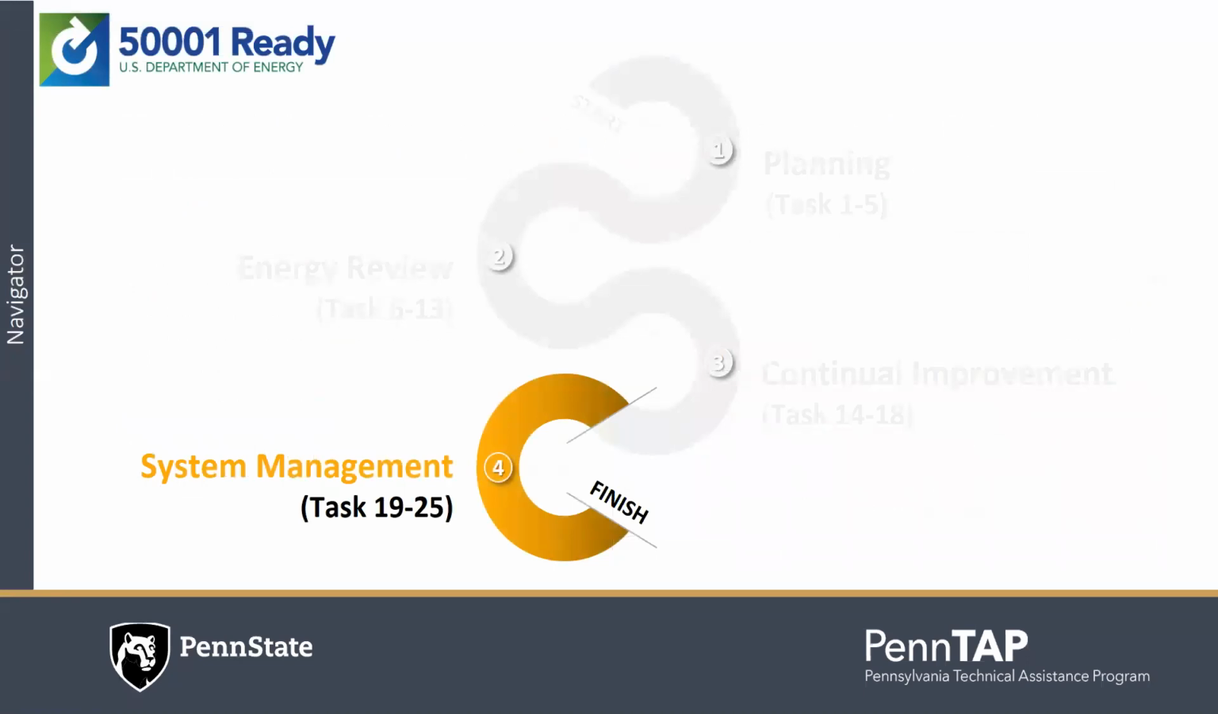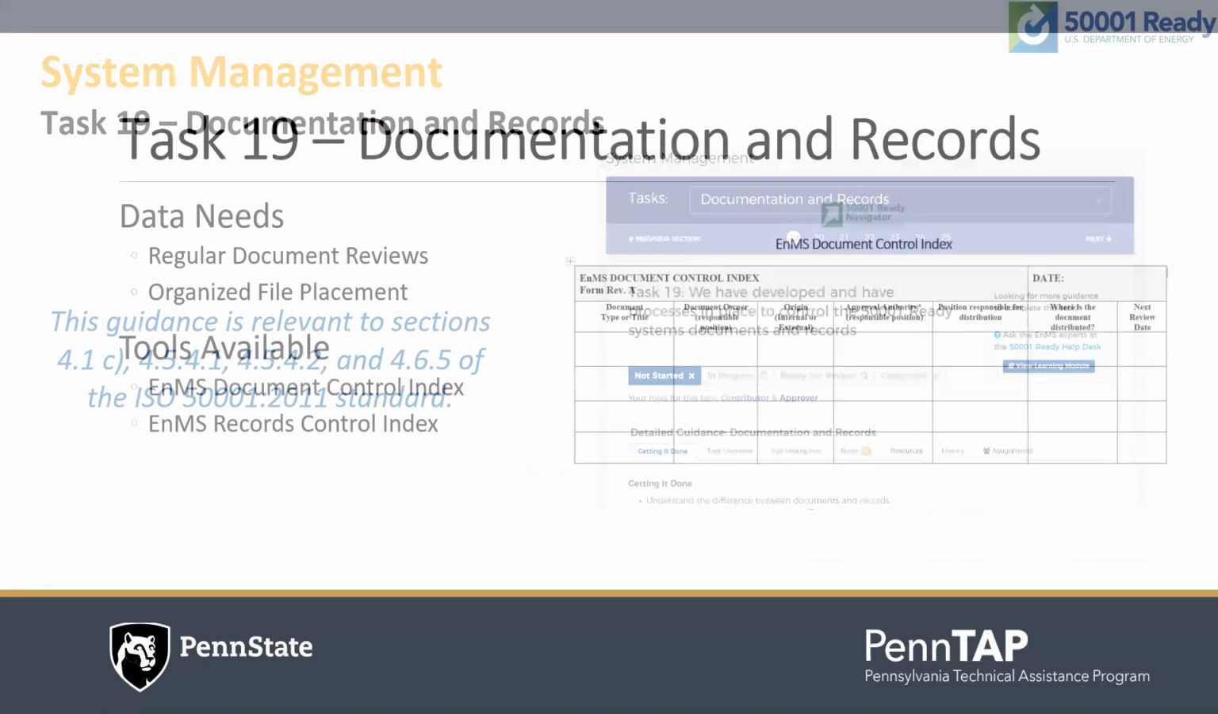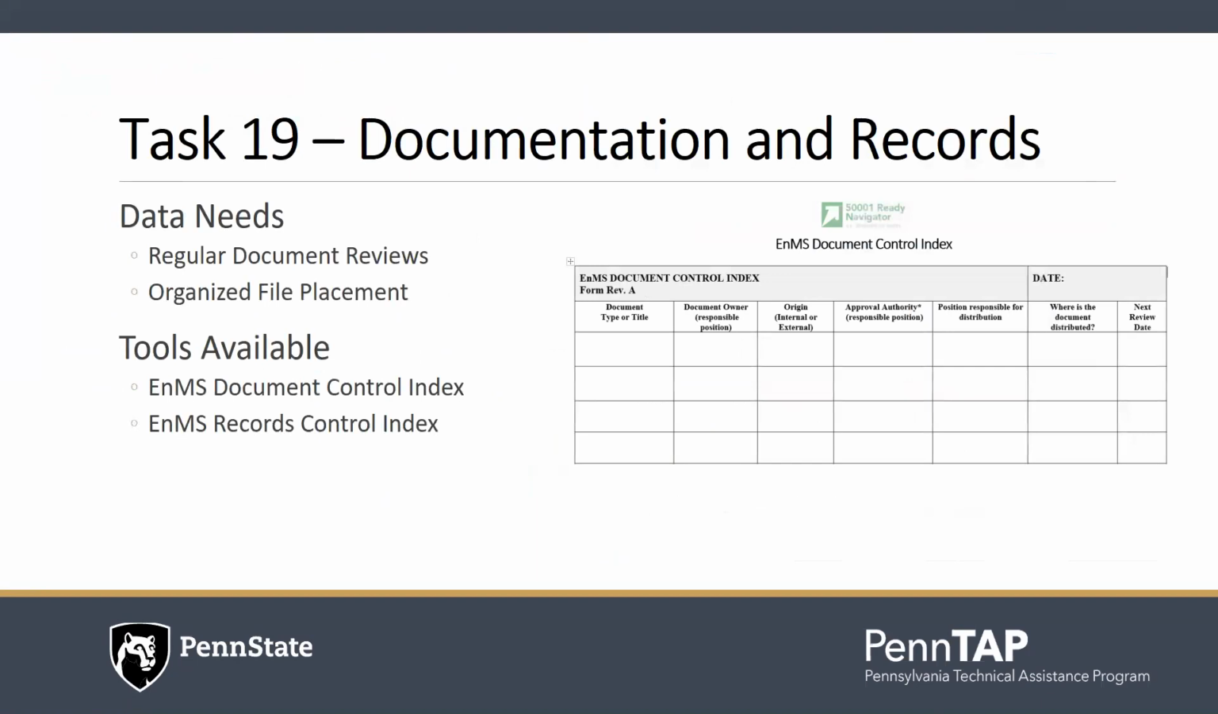So next we're on the system management piece. And system management is all about, at least to me, documentation and backing up what you've done in those first 3 steps. Documentation and records is the first task in this system. So in any management system, the first step is actually to do the work. But management systems are really great at making you prove that you did it. So you'll need to have all those records, and you'll need to be reviewing them regularly.